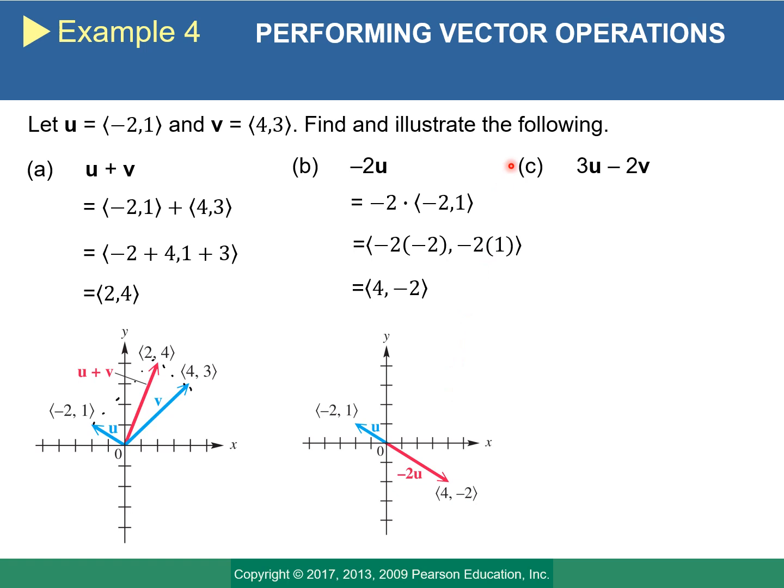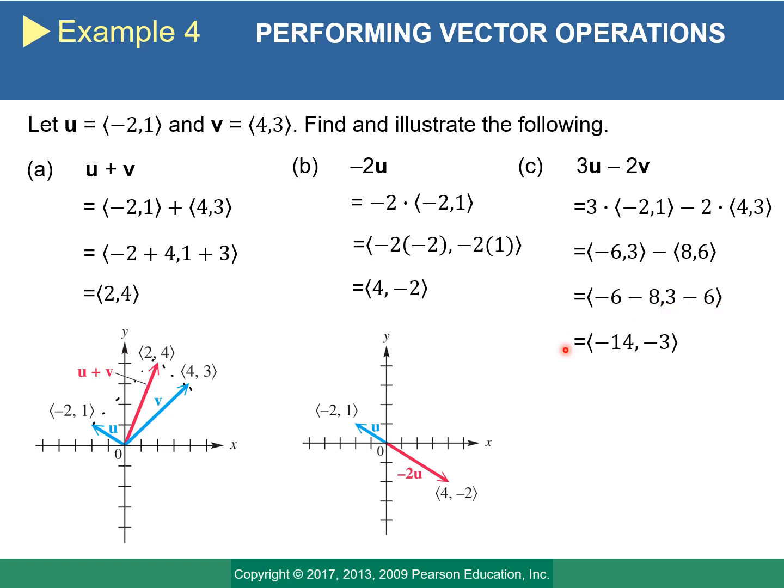Alright, and let's try part c. 3u minus 2v. This is going to be multiplying by scalars, 3 and -2, and then also performing this subtraction. Each vector gets multiplied by its scalar. In this case, 3 I'm going to think of as just distributing into your vector. I'm going to keep the negative sign out and just distribute the 2 into the second vector. So we end up with (-6, 3) minus (8, 6), and then we just subtract the components accordingly. We have -6 minus 8, and then 3 minus 6. So the result here is (-14, -3).